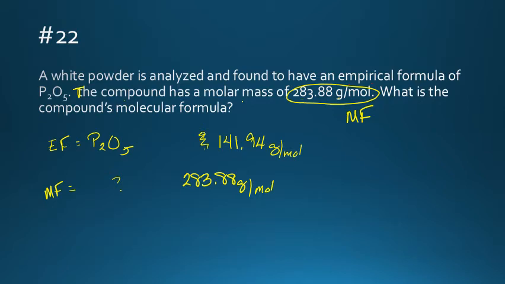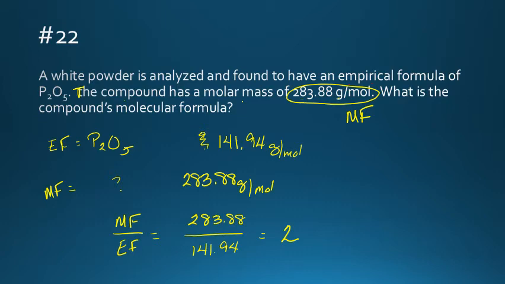Well, remember, the multiplier is found by taking the molecular formula's molar mass and dividing it by the empirical formula's molar mass. So 283.88 divided by 141.94. Okay, so 283.88 divided by that last number, 2. That's my multiplier. So what do I do with that?